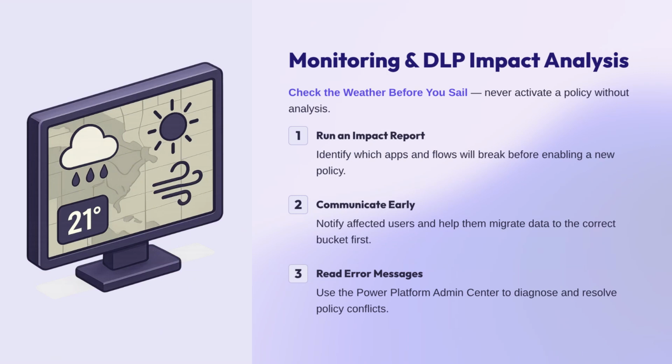This technical area focuses on using the Power Platform Admin Center to see which existing apps and flows would be broken if you turned on a new policy, and how to read the error messages when a policy stops an intelligent flow. In a relaxed classroom tone, it simply means checking the weather before you sail. You don't just turn on a strict rule and hope for the best. You run a report that says, if I block Dropbox today, 12 people's apps will stop working. This gives you time to talk to those people and help them move their data to a business bucket first. As a trainer, I've seen many projects crash because someone turned on a policy without checking.